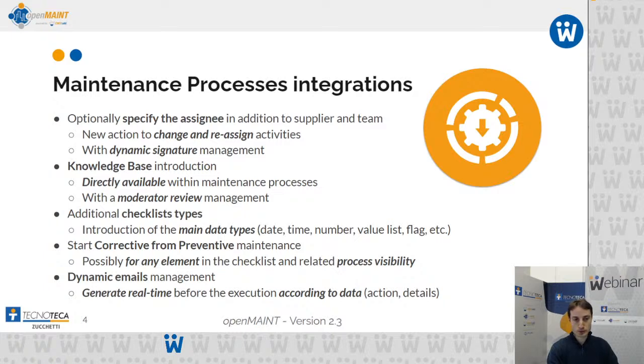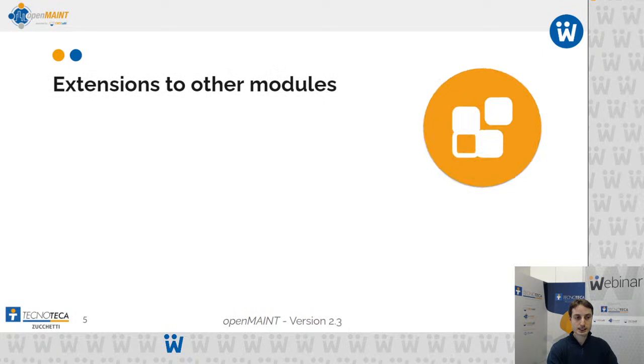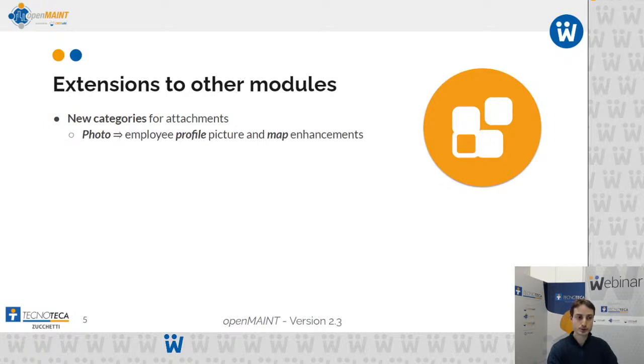Then, before going to the live demonstration, I want to discuss the extensions to the other modules. We have new categories for the attachments. As I said, we have introduced the photo category. This is really helpful in two different fields. For the employee's profile, for example, where you can store the profile of the employee or the ID card or the picture, so it will be helpful to identify your personnel.